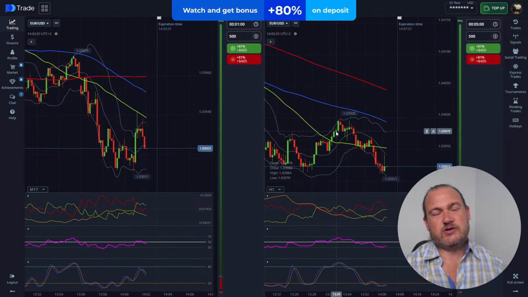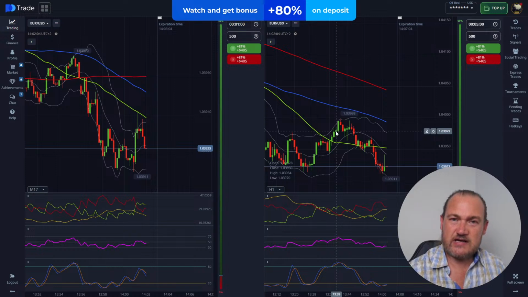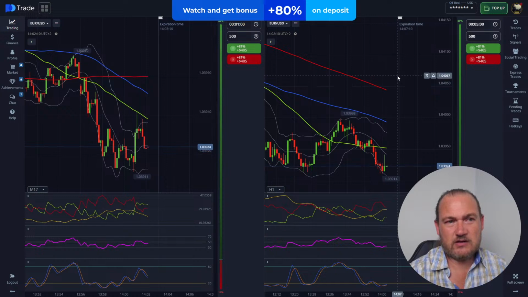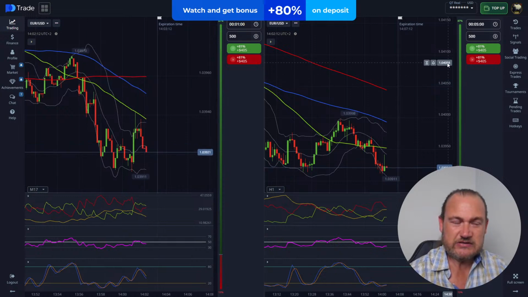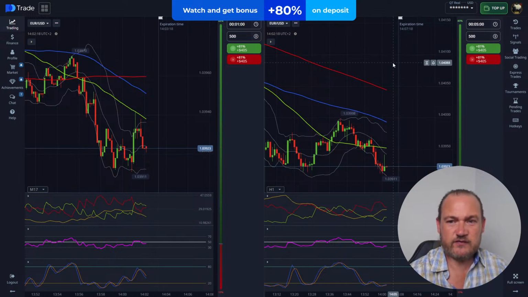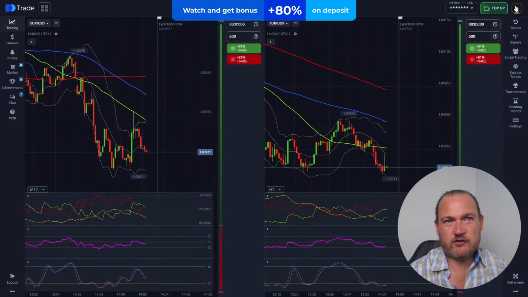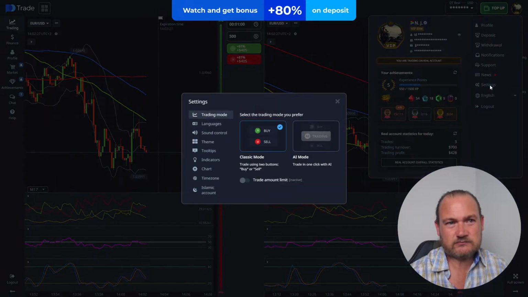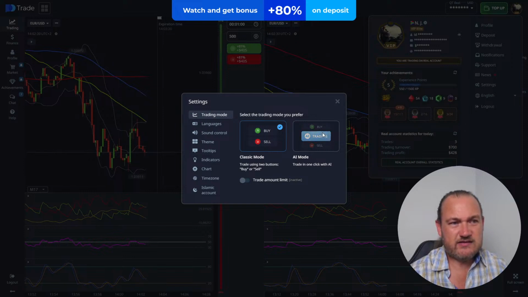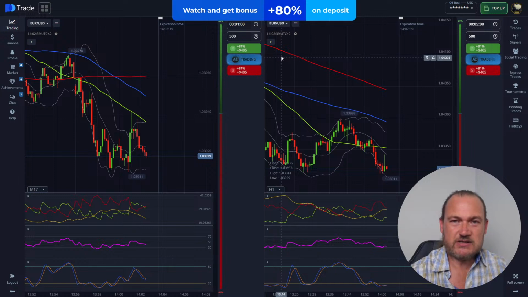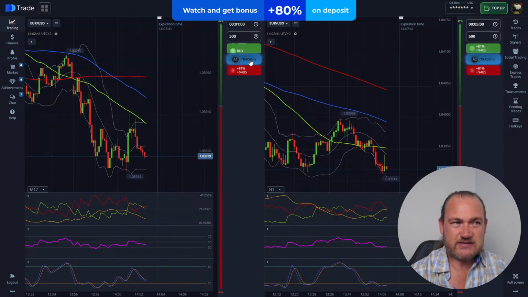First, we're going to look at the PO Broker's AI functionality. I don't have it enabled at the moment. I disabled it because I wanted to show you guys how, if it's not enabled on your platform, where you can find it. We're going to go to your profile here, open this up, and then go to settings and trading mode. You will see there's an AI trading mode. So we're just going to select that and close our settings. Now we've got an AI trading button right in between our buy and sell buttons.